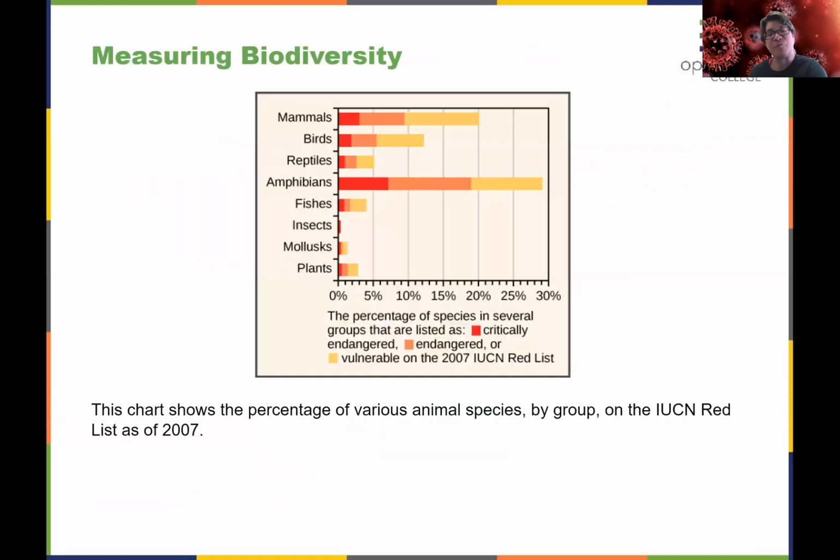So to preserve biodiversity, we really need to know how to measure it. And so this is a graph showing how many mammals, birds, reptiles, etc., are critically endangered, or vulnerable. And we need to really be able to track these well and to see if they're changing and how we should respond if they're changing.